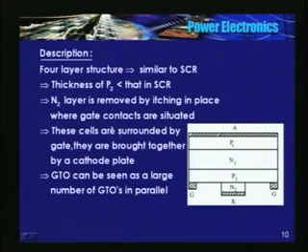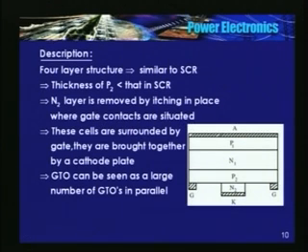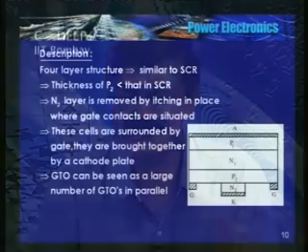One of the differences is that the thickness of P2 is less in the case of a GTO. The thickness of the P2 layer is less. Why? I will tell you sometime later. The second difference is the N2 layer is removed by etching in place where gate contacts are situated. I will show you a 3D picture and it will be very clear.